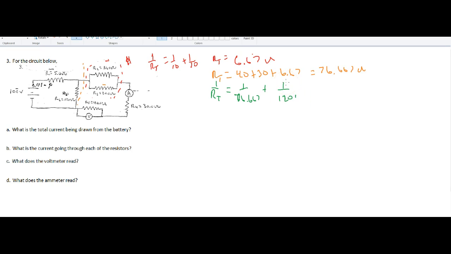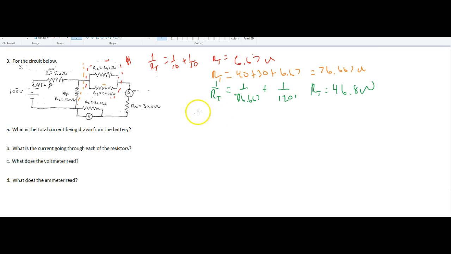So I'm going to do 1, delete. Okay, so 1 divided by that plus 1 divided by 120, 1 divided by the answer of that, and I get my resistance for that whole left-hand side, everything but that 5 ohm resistor, is going to be equal to 46.8 ohms.